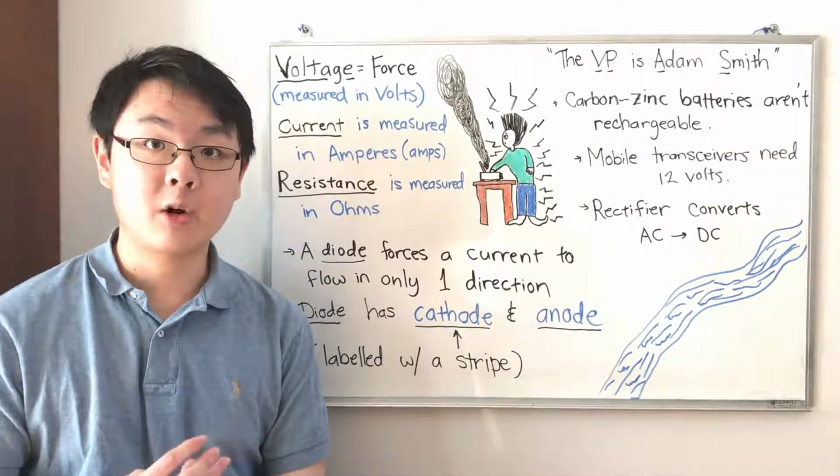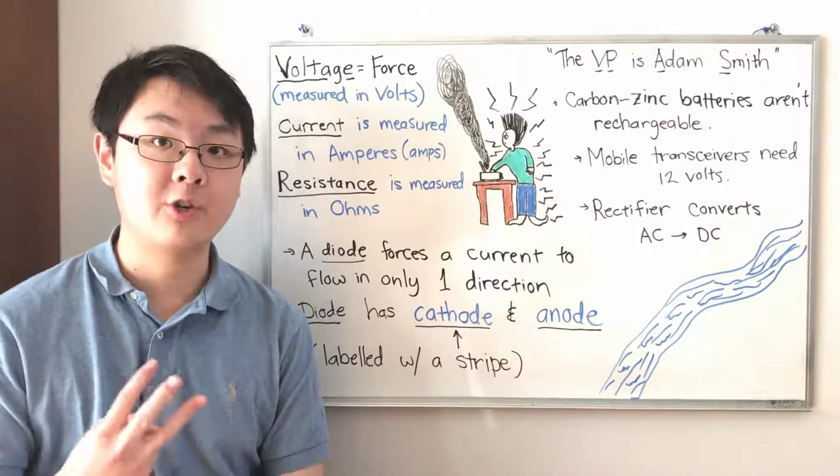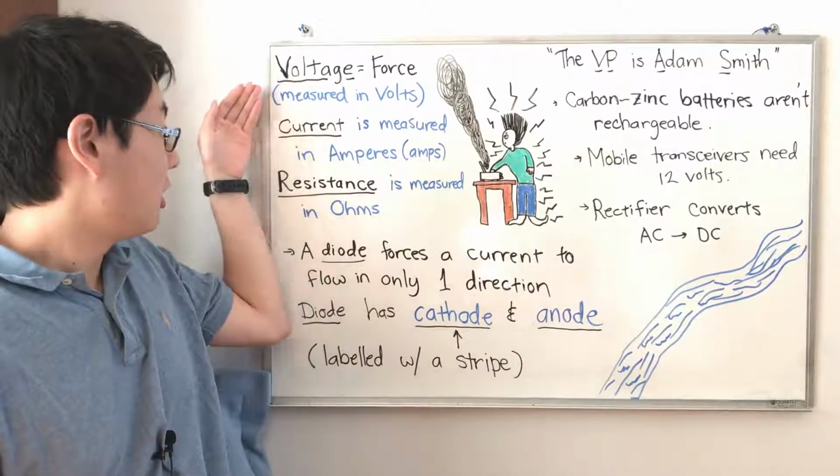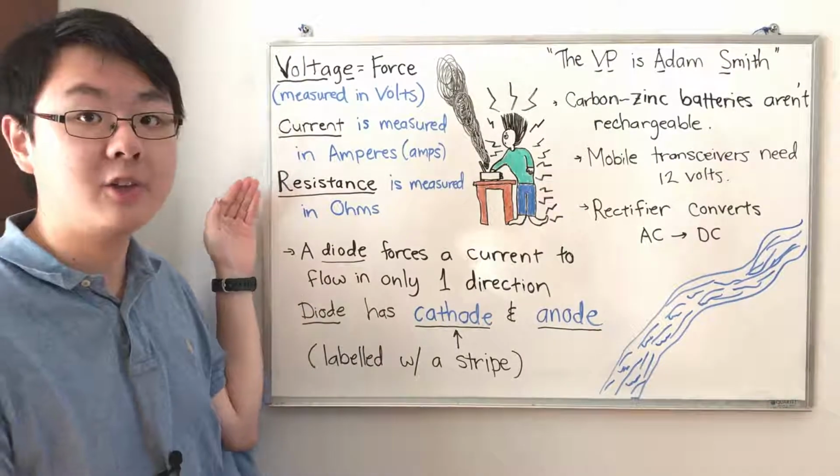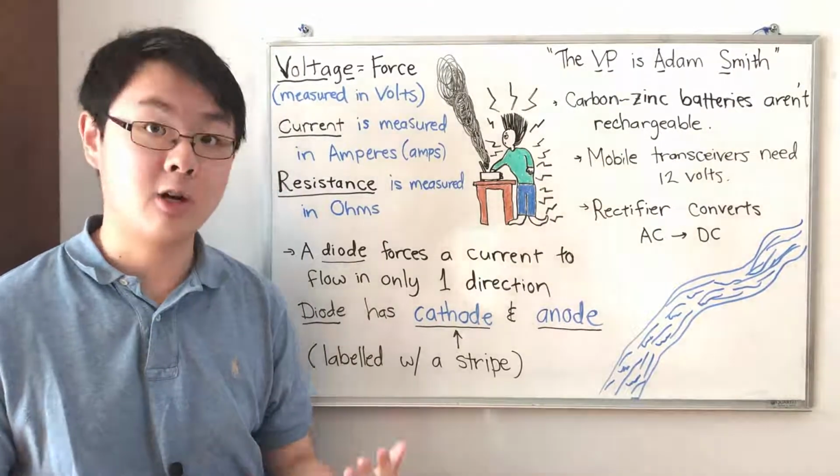So today, specifically, we're going to learn about three big concepts in electricity. We're going to learn about voltage, current, and resistance. And these are the three big principles in electronics.